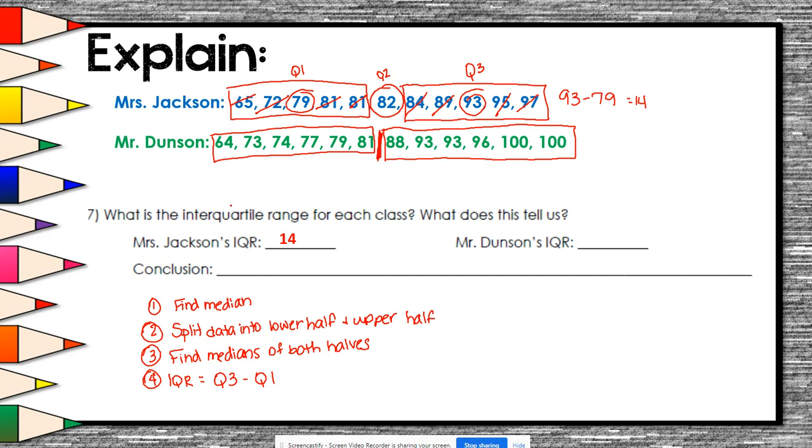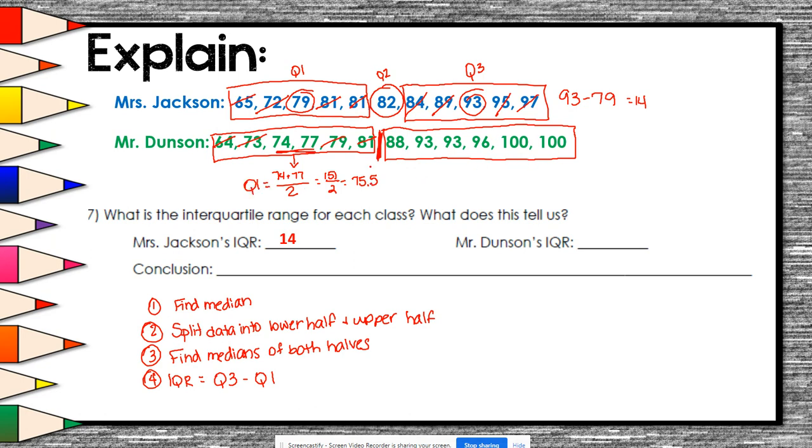For Mr. Dunson, we're doing the same thing, but we've got to find our medians of our upper and lower halves. So for our lower half, we're going to do 64 and 81, then 73 and 79. We notice that we have two numbers in the middle. Well, when we have two numbers in the middle, we have to add them and divide by 2. So we're going to do 74 plus 77, which gives us 151, and then we'll divide that by 2. When we divide that by 2, we get 75.5. So this is our first quartile for Mr.